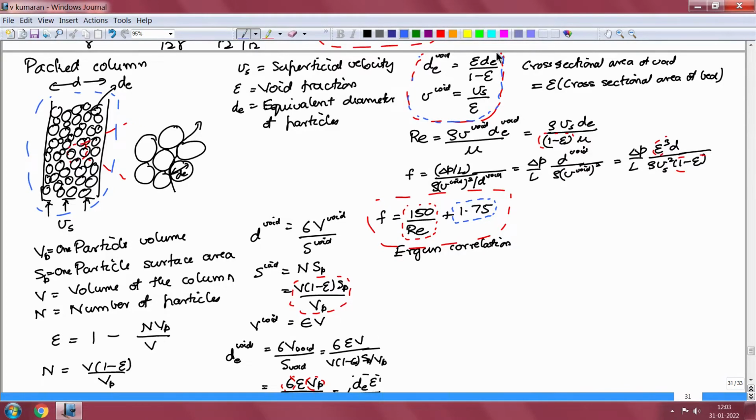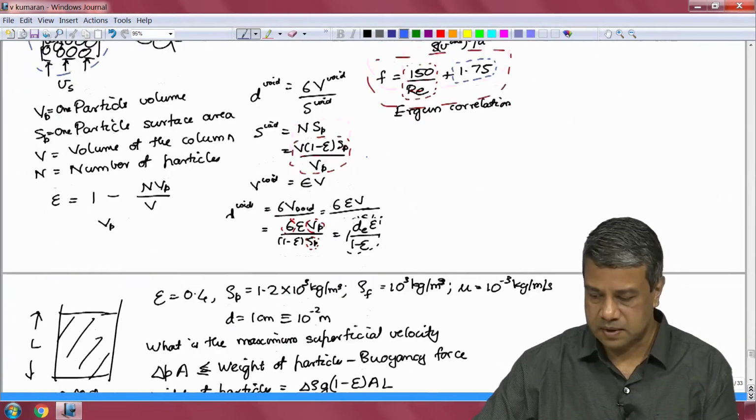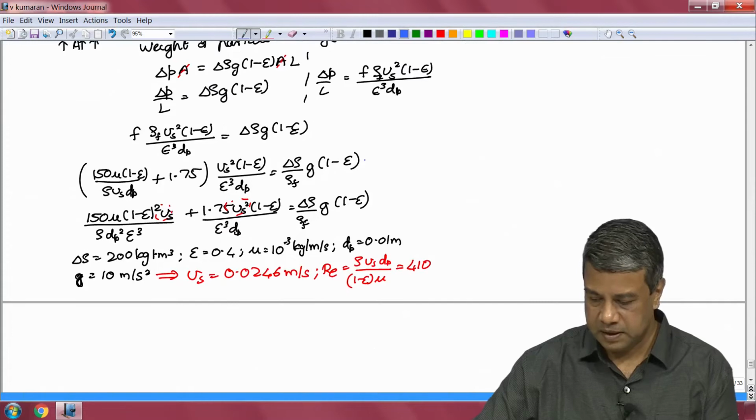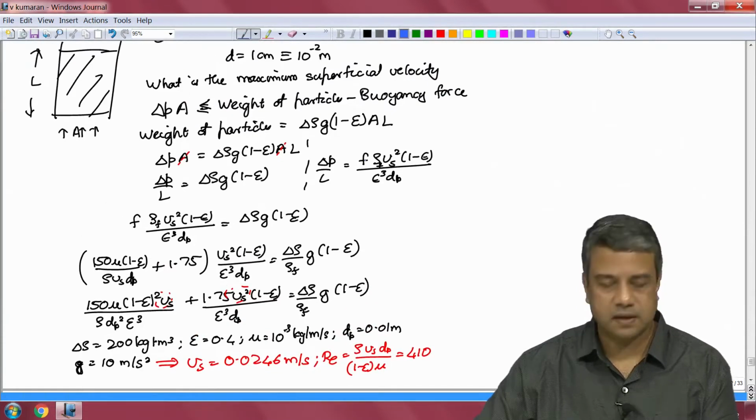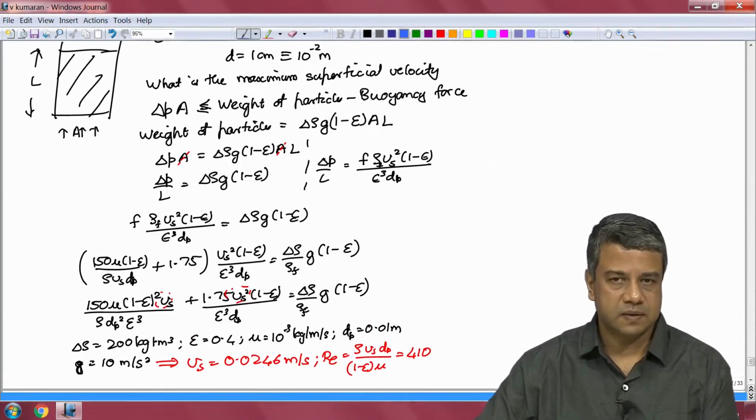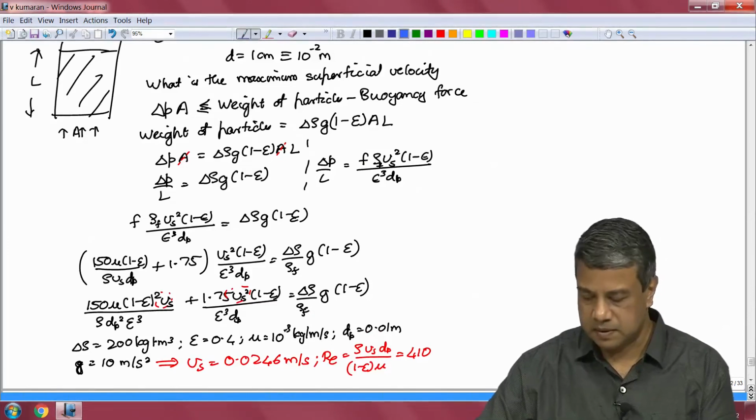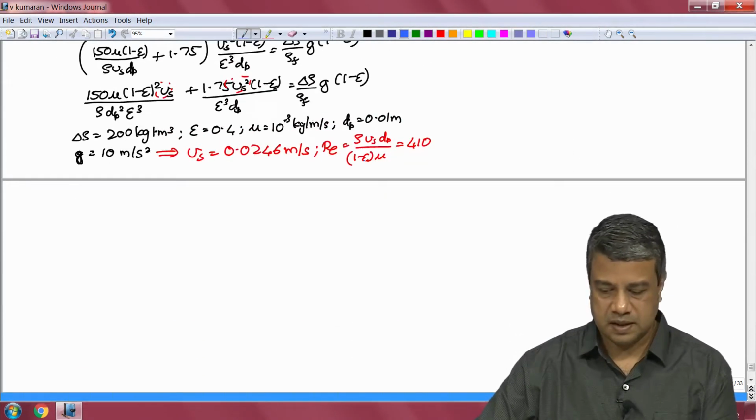On that basis, we had defined the Reynolds number and the friction factor, and had given you a correlation, the Ergun correlation, for the relationship between the Reynolds number and the friction factor. And we had also solved a problem where we actually calculated the maximum velocity for which this packed bed would be stable and the Reynolds number for that case.